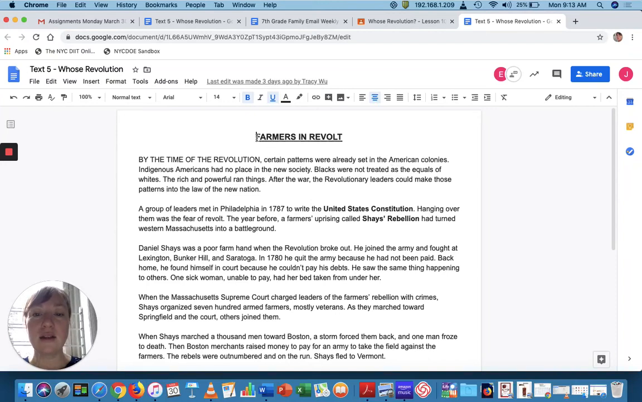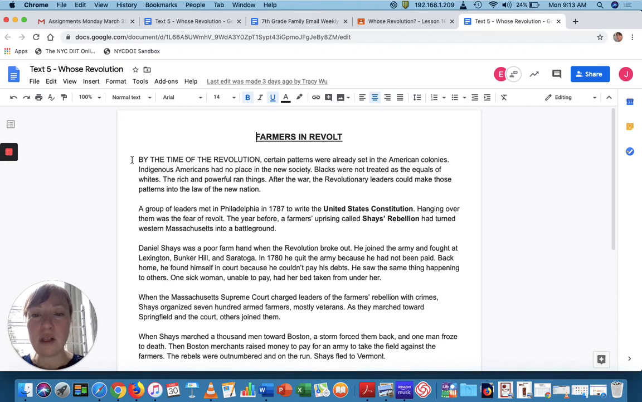Today's text is taken from the Howard Zinn textbook, and the first section is called Farmers in Revolt, right? So we're going to read just the first chunk of text.